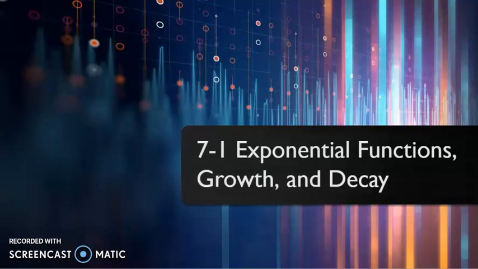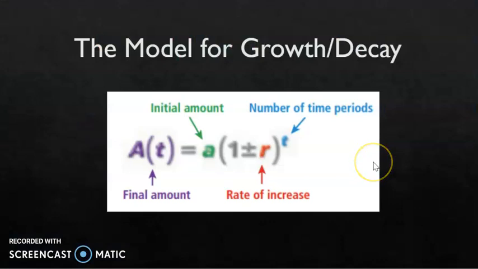So the first thing that we need to look at is the actual model we're going to be using for growth and decay. The model that we use is this one right here. You have A of t, which is the final amount after a given time period has elapsed, equals the initial amount, that's the initial value of whatever object it was, or the initial amount of stuff you had, times 1. Now, the plus or minus depends on whether it's increasing or decreasing. So if it's an exponential growth, you'll use plus. If it's exponential decay, you're going to use minus.